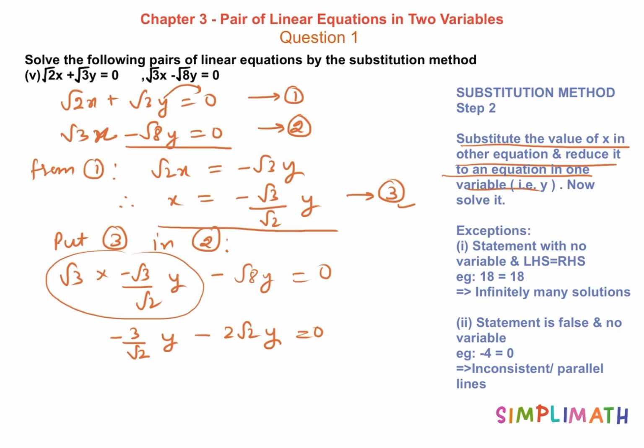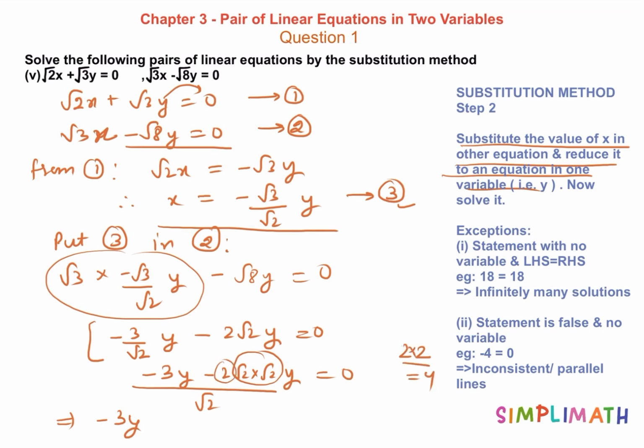Now we take the LCM on the LHS. So what do we get? We take root 2 common. So we multiply the second term by root 2: 2 root 2 into root 2 y equal to 0. So we get minus 3y. This root 2 and root 2 gets multiplied, so we get 2, and 2 is already there, so it comes out to be 4. So we have minus 3y minus 4y upon root 2 equal to 0.